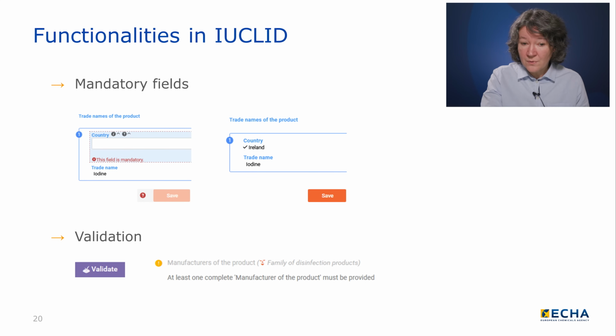Here is an example. I didn't insert data on the manufacturer of the product in the dataset, and in the report I received a message: at least one complete manufacturer of the product must be provided.